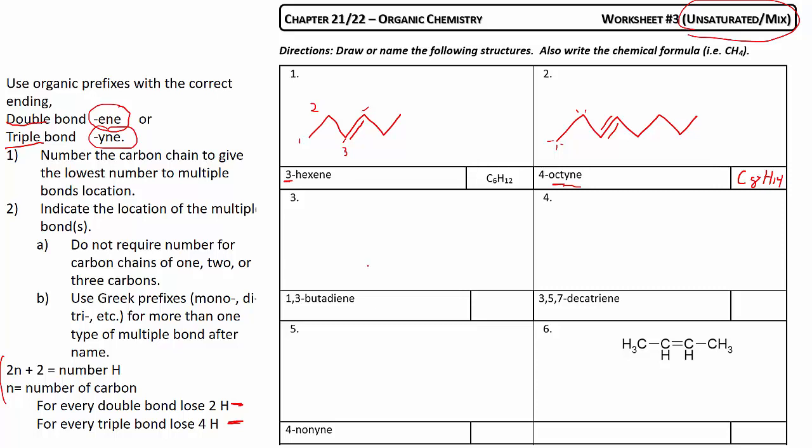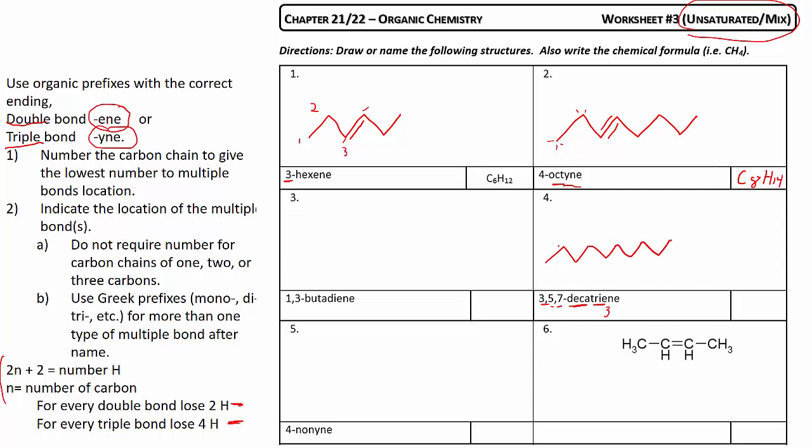We'll try one more. 3, 5, 7 dec-triene. So dec 10, but tri says there's 3 double bonds. So dec 10, 1, 2, 3, 4, 5, 6, 7, 8, 9, 10.